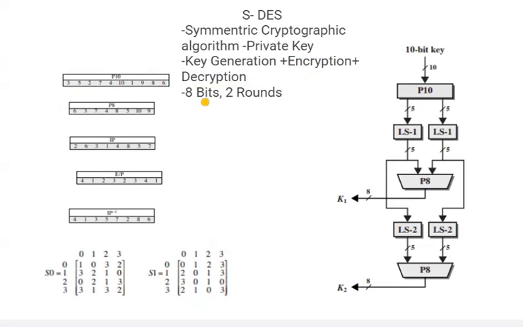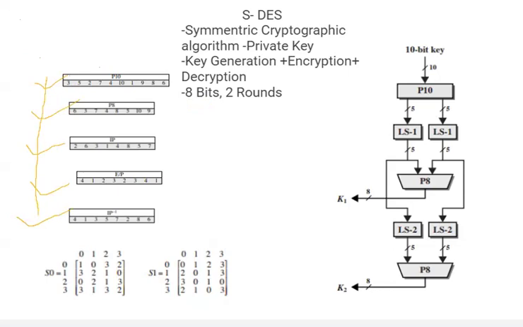Moving on, simplified DES works on 8 bits. It takes 8 bits of plain text, has two rounds, and gives you 8 bits of cipher text. These are the given things with the algorithm: P10, then P8, then IP, EP, and IP inverse.